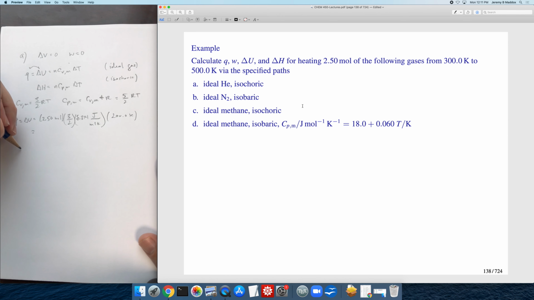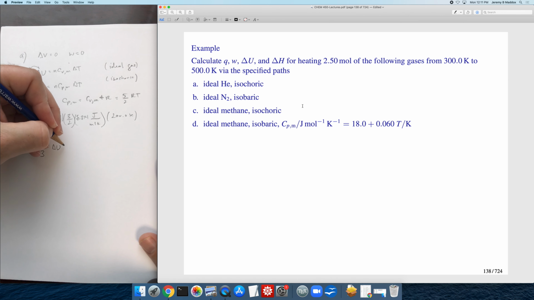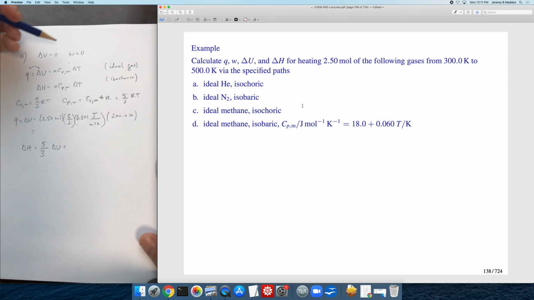And then for delta H, rather than repeating everything, what we can do is just say that delta H is going to be 5/3 delta U. And the reason I'm doing that is because CP is 5/2, CV is 3/2. And so if you multiply delta U by the ratio of 5/3, it gives you delta H.